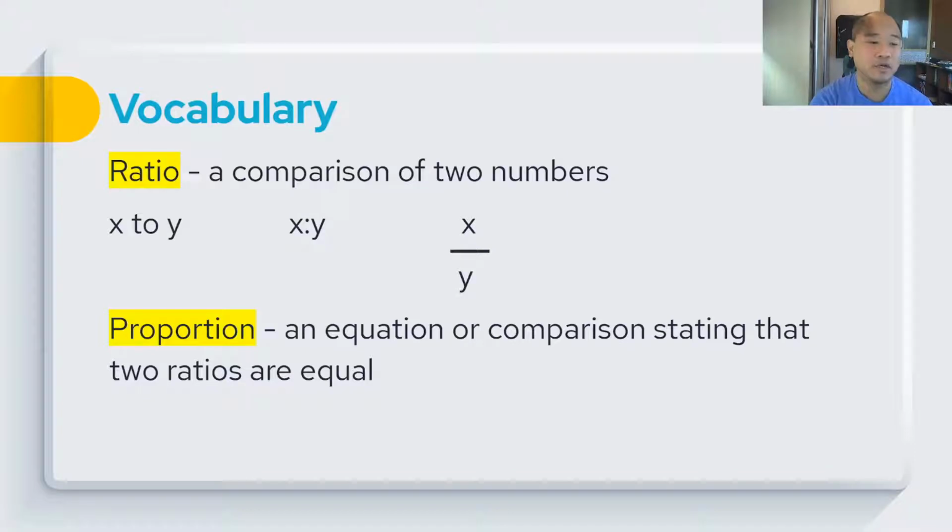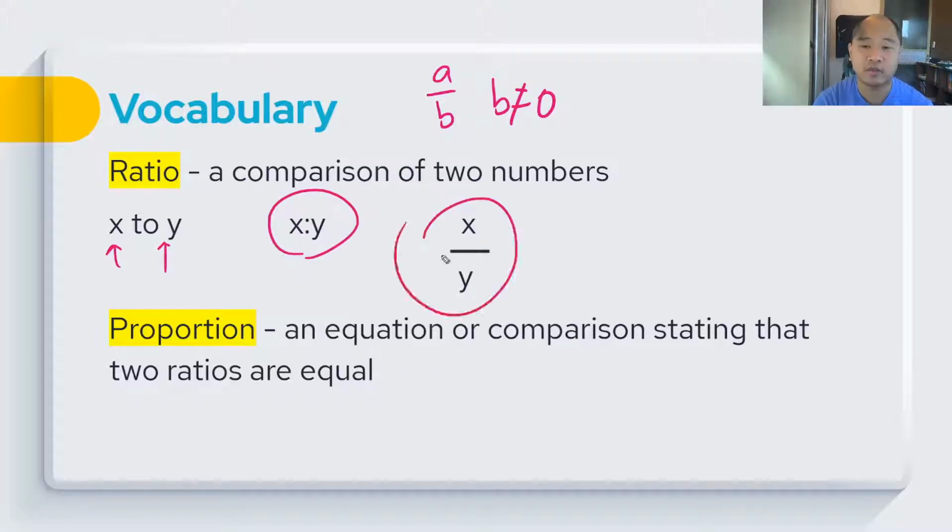So, a ratio, what is that? Well, if you remember rational numbers from last year, a rational number was a number that can be written as a over b, where b does not equal 0. A ratio is very similar. It's a comparison of two numbers, just as a rational number could be. So, x to y, two different numbers, x to y, x over y.